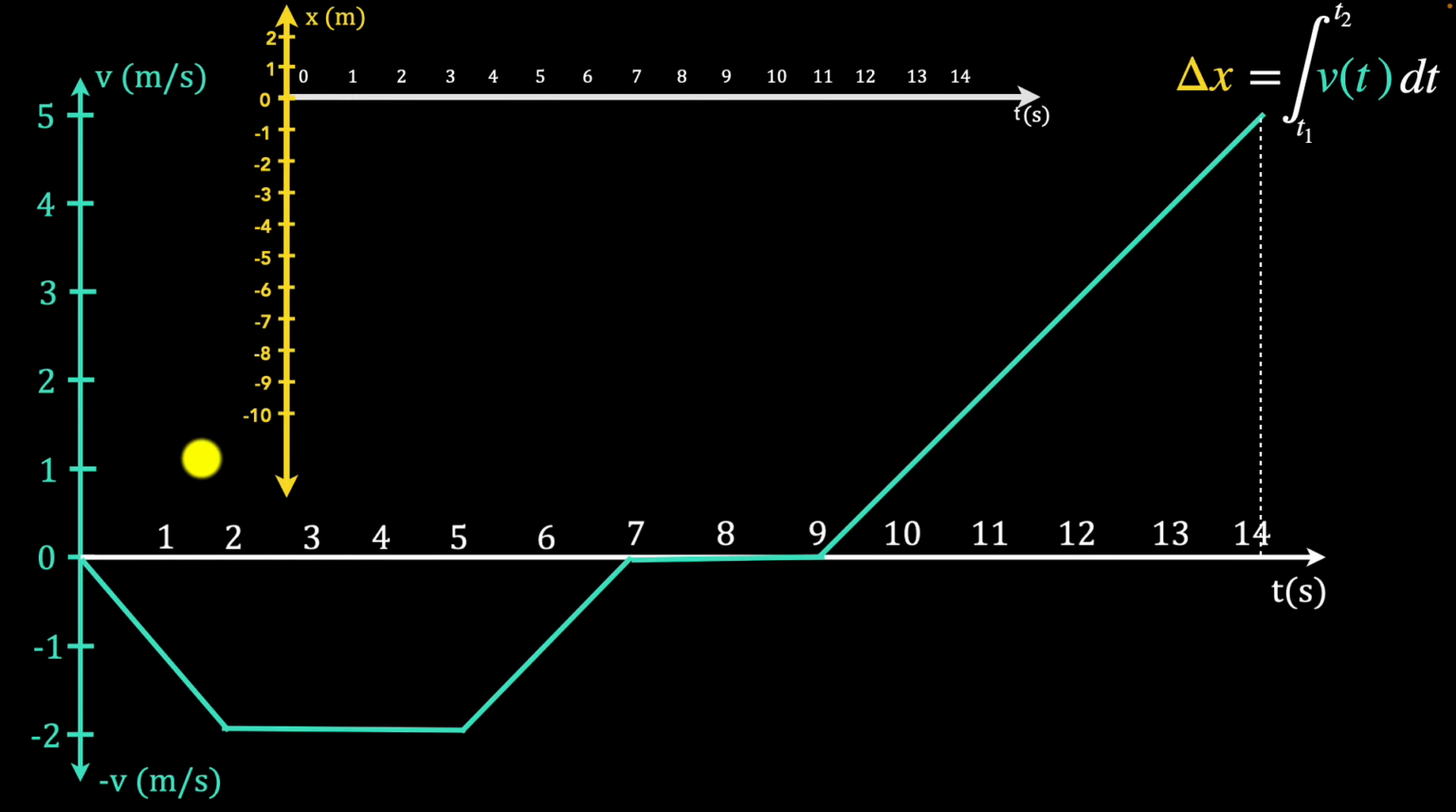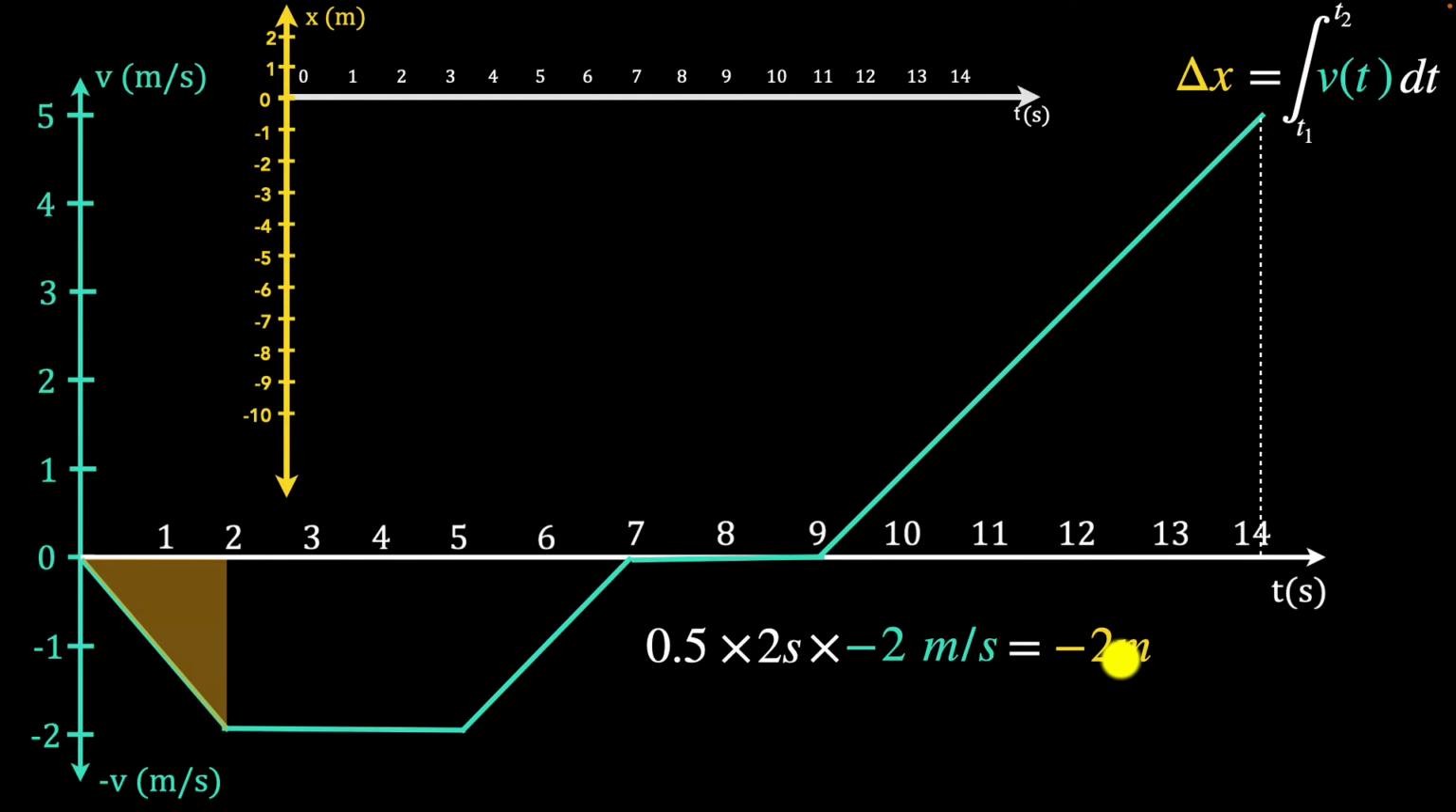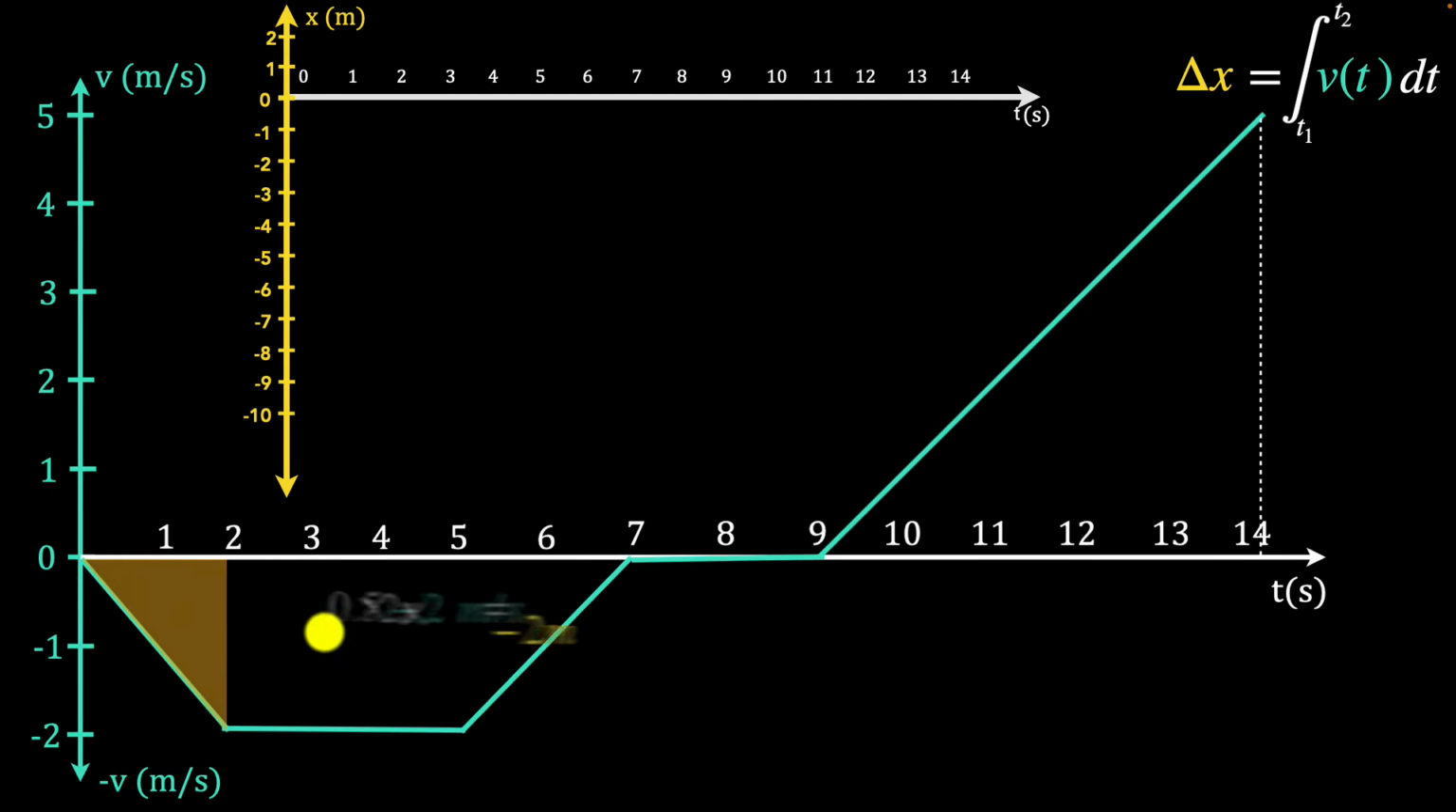All right, so let's start with 0 to 2 seconds because I can see a nice triangle over here. What is the area over here? Well, the area of a triangle is half times the base, which is 2 seconds, times the height, which is -2. Take care of the signs, okay? And that ends up being just -2 meters. So the change in the position is -2 meters.